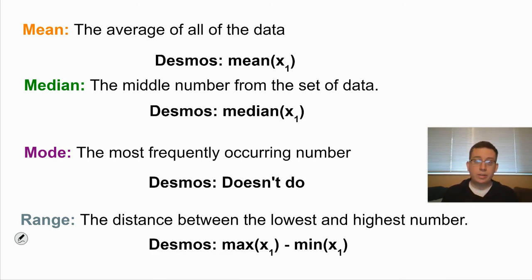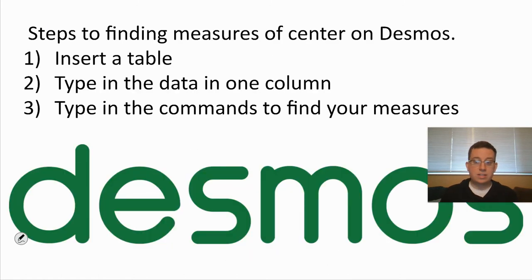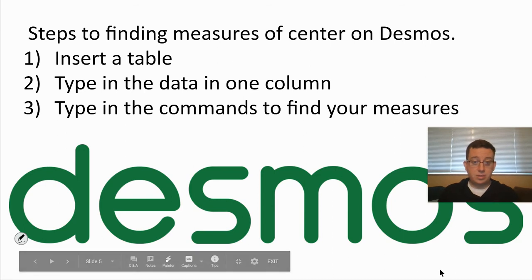So we're going to review a little bit of how to do this in Desmos. So if you want to jot this down somewhere, this is not part of your notes. Here's how you do it. Remember, the first thing when we're trying to find the measures is we type in our data in a table. So you're going to start by inserting a table, type your data in a column, and then do the commands to find your particular measure. So let's jump into how to do that. So I'm going to try something here.